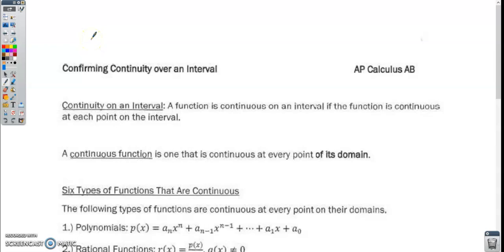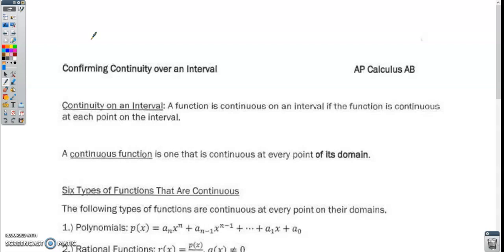Okay, everybody, welcome back. In this video, we're going to be discussing Unit 1, Section 12 for AP Calculus, confirming continuity over an interval. Okay, so not a lot of examples or a lot of fresh material here compared to things we've seen.